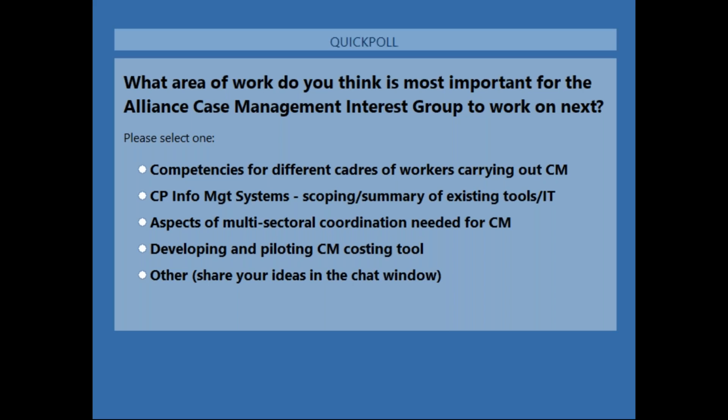And while you are doing that, I would also like to tell you that, as mentioned earlier, in order to participate in the work of the Case Management Interest Group, you might want to register on the Global Social Service Workforce Alliance website. After we complete this poll, we will show you a slide with the registration page. And after registering as a member of the Alliance, you will also be able to become a member of the Case Management Interest Group, but you will have to register for that as well.